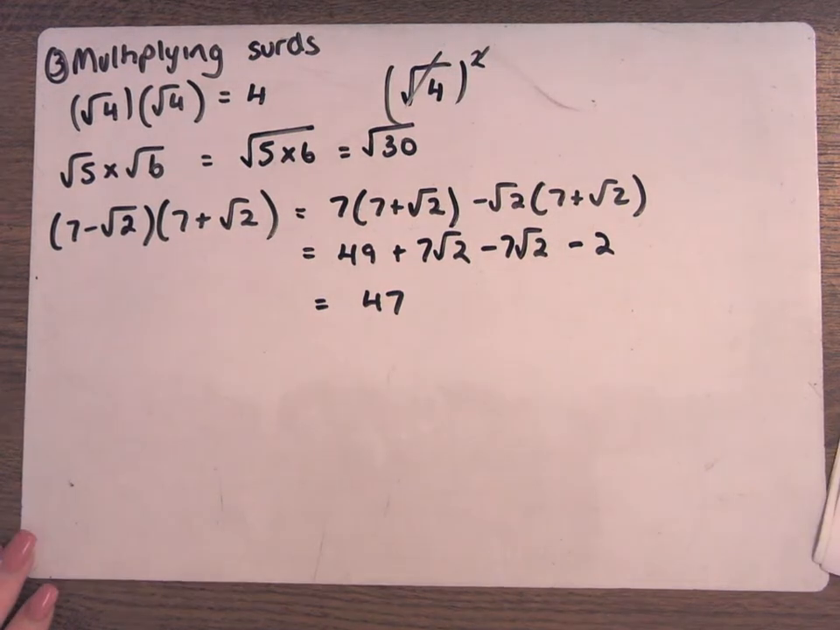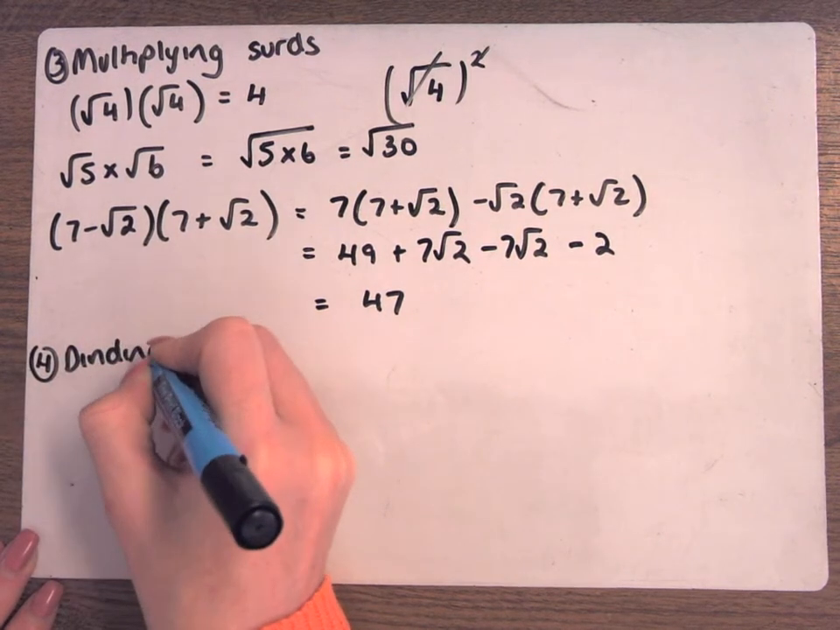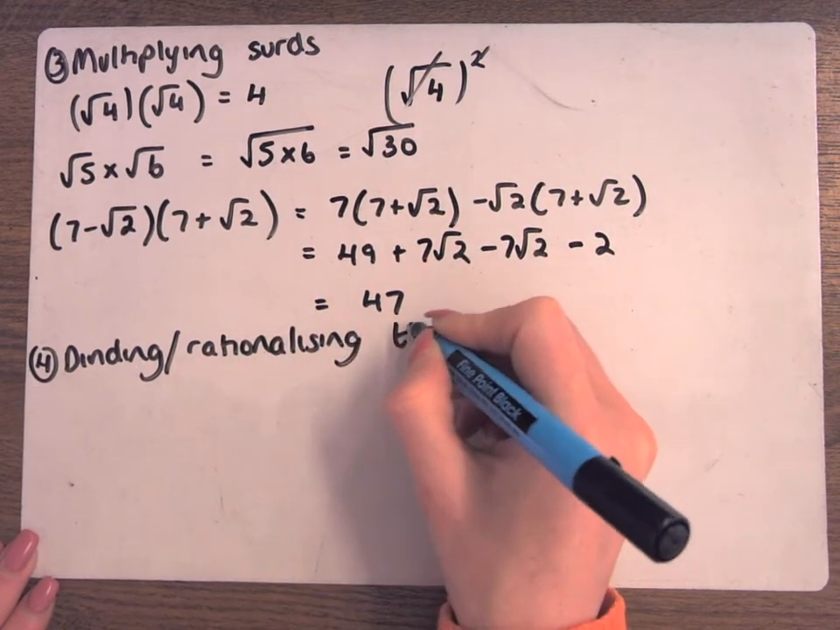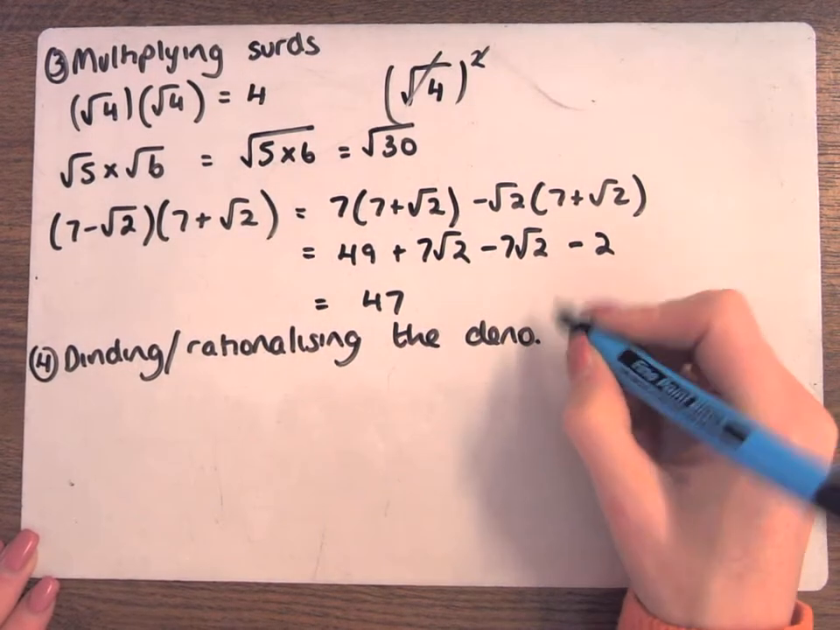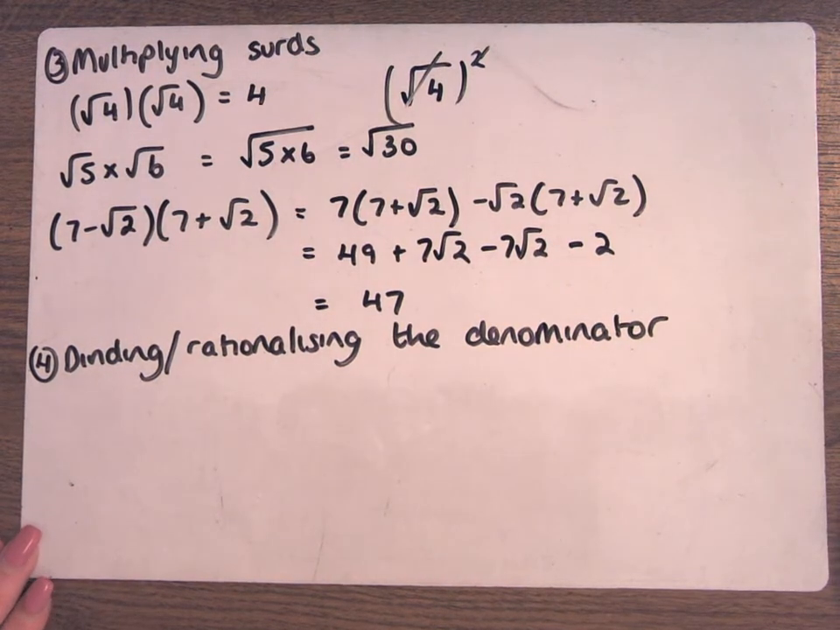Okay. And the last thing is dividing, or what's sometimes called rationalizing the denominator. To rationalize the denominator, it means you don't have a surd on the bottom of the fraction. Denominator is the bottom of the fraction. Okay? So it's just bad maths to have a surd on the bottom. It's not wrong, it's just not normal, okay?